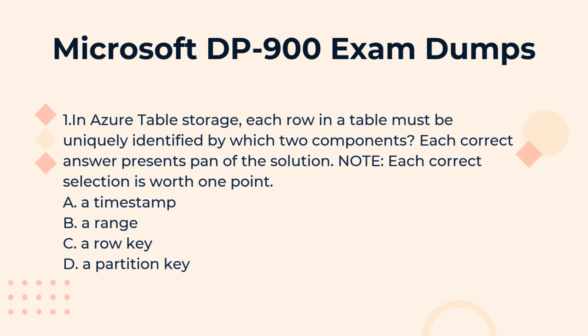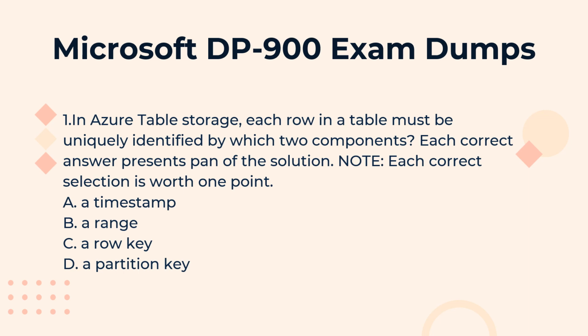1. In Azure Table Storage, each row in a table must be uniquely identified by which two components? Each correct answer presents part of the solution. Note: each correct selection is worth 1 point. A. A timestamp. B. A range. C. A row key. D.